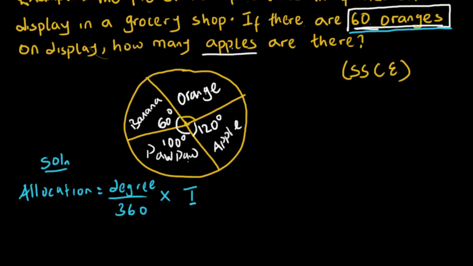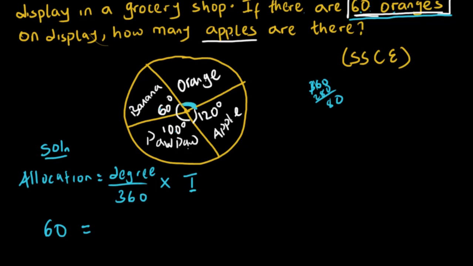Now remember, the number of oranges in the shop is 60, so allocation for orange is 60 equals, what's the degree for orange? We don't know it, we're not given, but remember we can find it because the total angles in a circle is 360 degrees. So all we need to do is to add what we're given and subtract from 360. 60 plus 100 is 160. 160 plus 120 is 280. So we have 360 minus 280. 0 minus 0 is 0. Borrow 1 here, we have 16. 16 minus 8 is 8. So it means the degree for orange is 80 degrees.